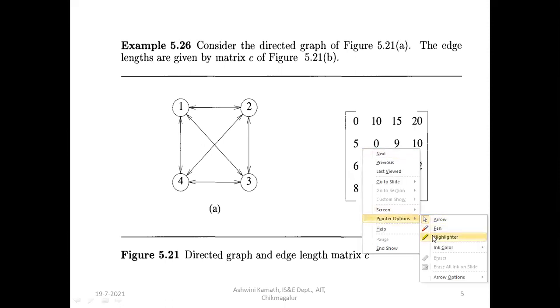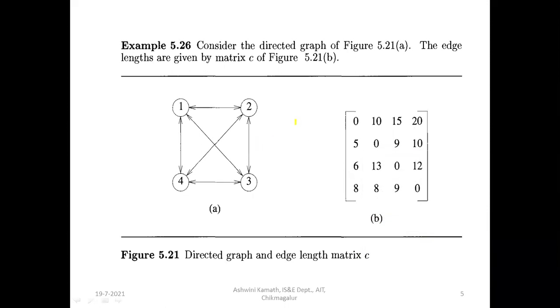You can notice the values here. 1 to 2 is 10, sorry, and 2 to 1 is 5. That is, from 1 to 2 it will be 10, and 2 to 1 it will be 5. It is not the same. It is not a single edge. We have two edges here. 1 to 2 is different and 2 to 1 is different. I hope you are getting it.